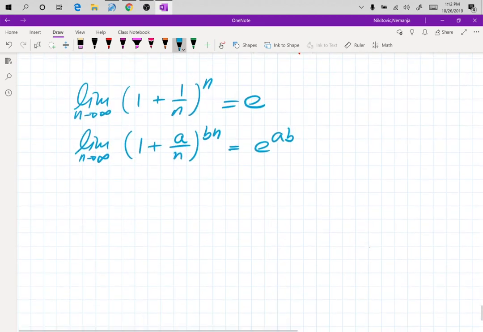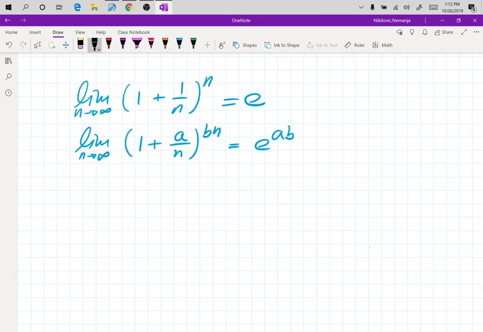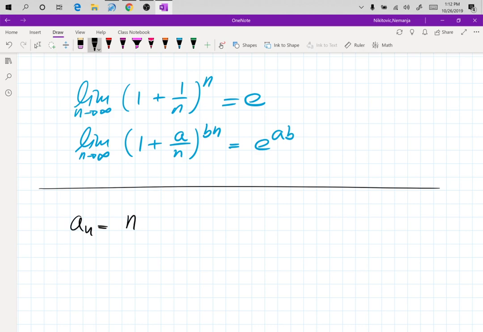So one more example, and then we'll put some definitions, and then we're done. So this example is a_n equal to n sine of 1 over n. This was on the exam last year, exam 3.